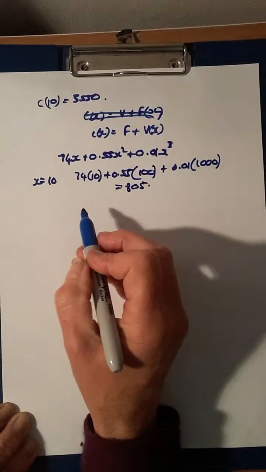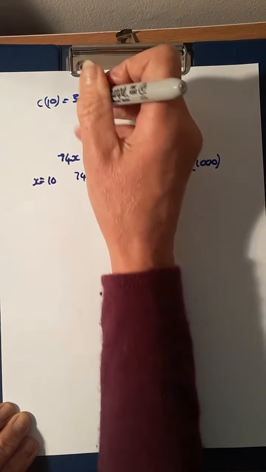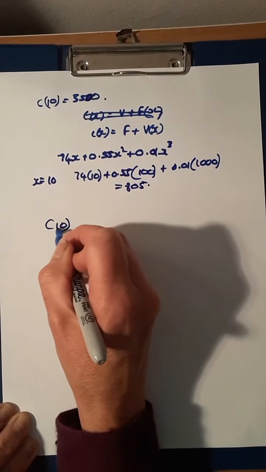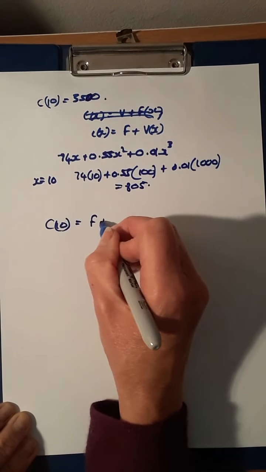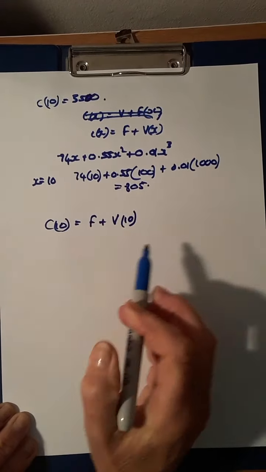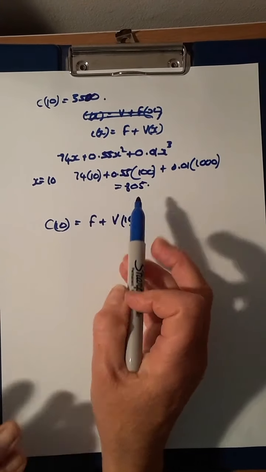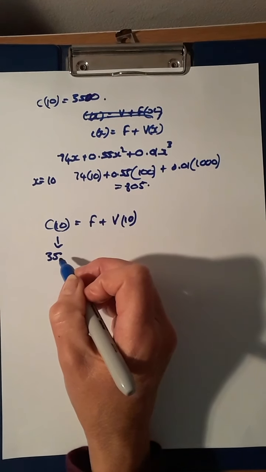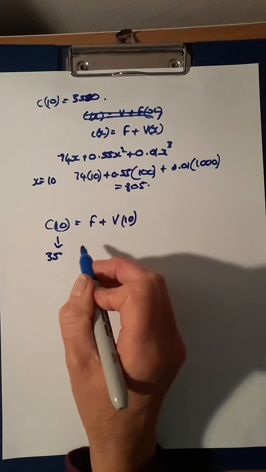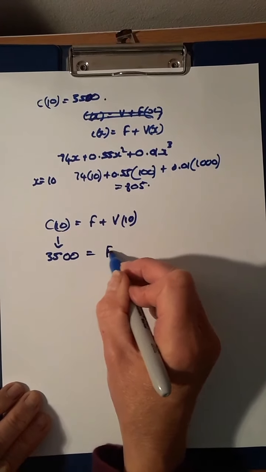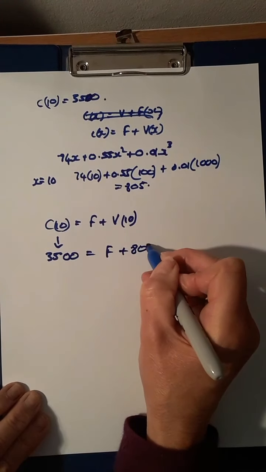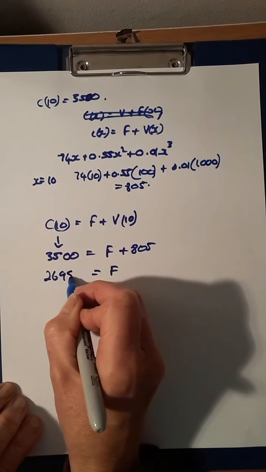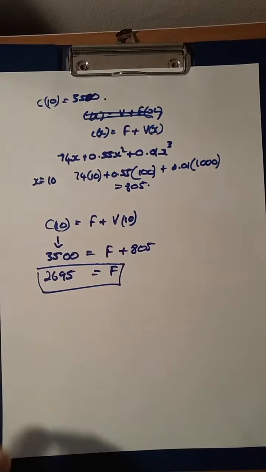Okay, so the C(10) is 3550. Sorry, 3550. So C(10) is equal to the F plus the V(10). Now I know what the V(10) is, that's 805. So 3550 is equal to the fixed costs plus the 805, which means that your fixed costs, when you subtract them, are 2745. So that's the last part of the question.